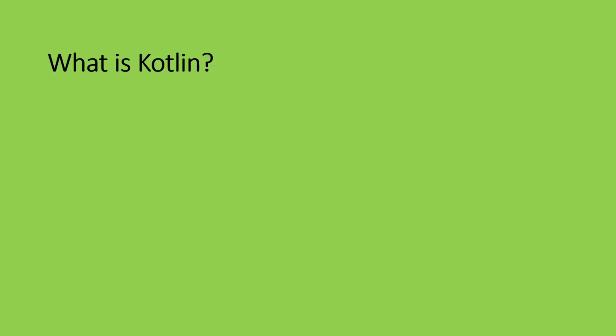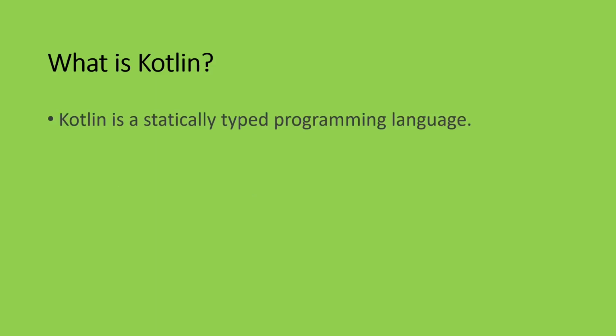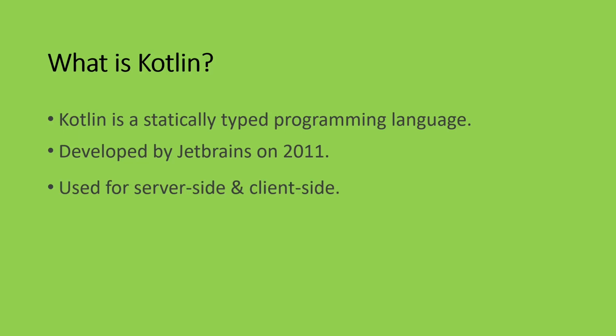So, what is Kotlin? Kotlin is a statically typed programming language and has been developed by JetBrains in 2011. And of course, you can use Kotlin for either server side or client side, and you can use it for web and mobile too. And it is a first-class language on Android. So if you want to do Android development, you should learn Kotlin.